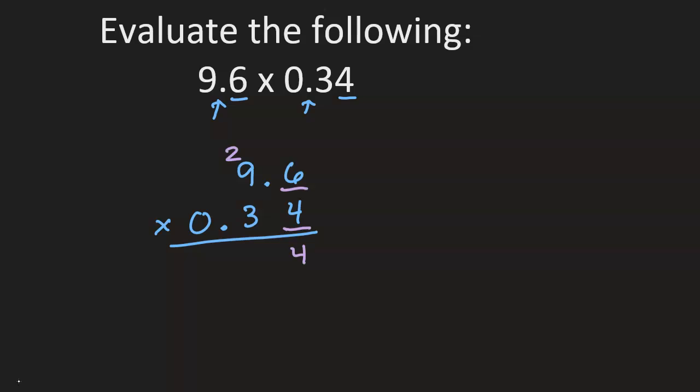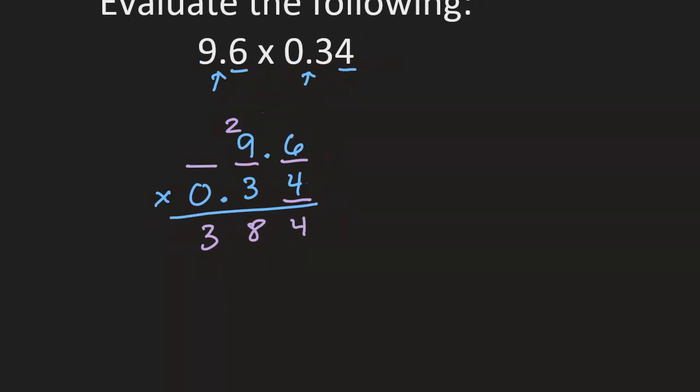Now we multiply the 4 times the 9 and we get 36. But then we need to remember to add the 2 to the 36. So 4 times 9 is 36 plus 2 gives us 38. Because there is no further digit that we need to multiply by, we can write that 38 next to the 4.